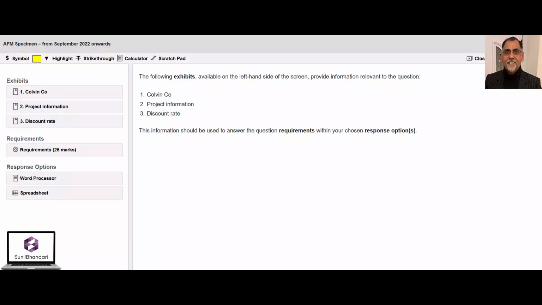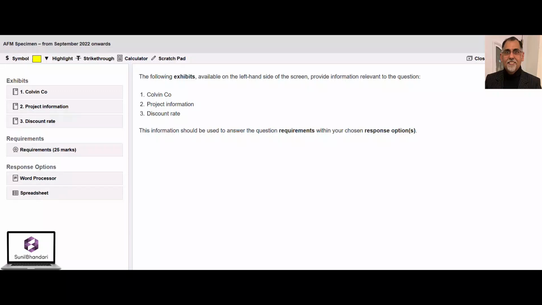I'm using a question from the specimen paper called Colvin. Many of you may have done this question already. Many of you may do this question in the future. But I'm using it as an illustrative example, an illustrative situation, to show you how to read questions in the correct manner.